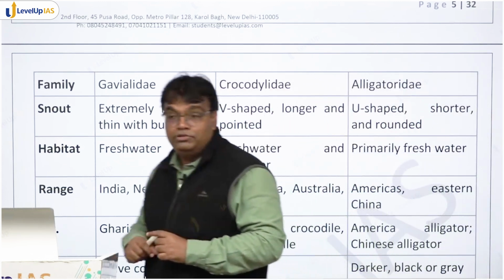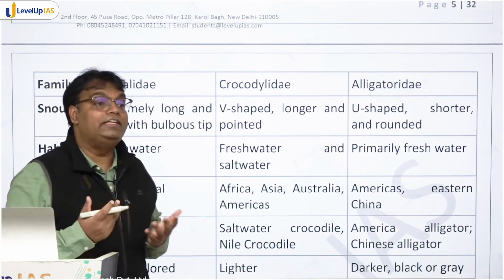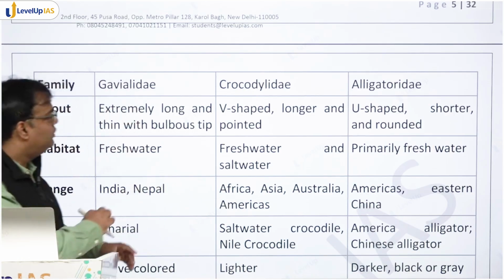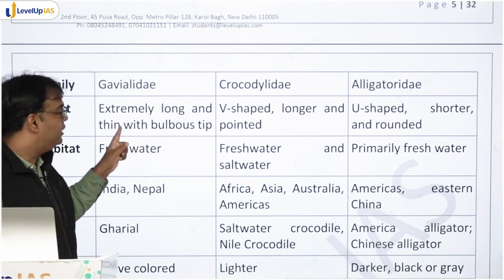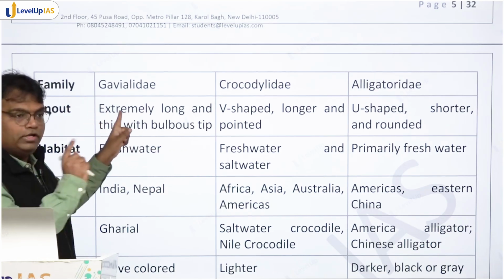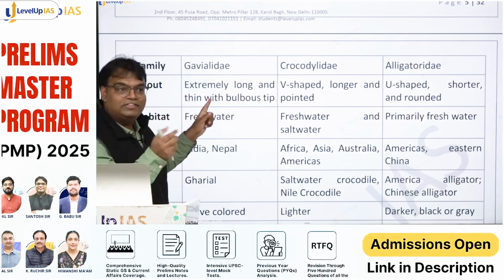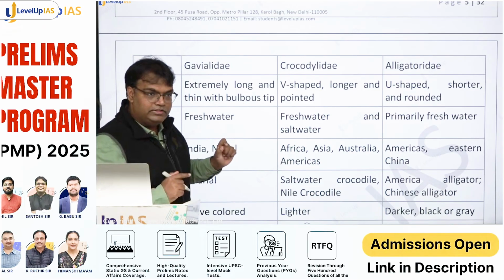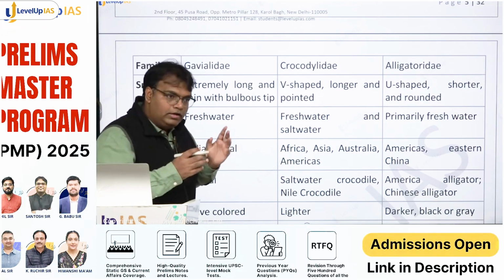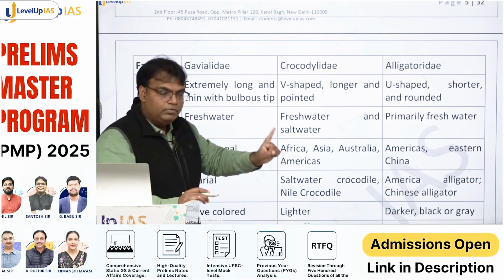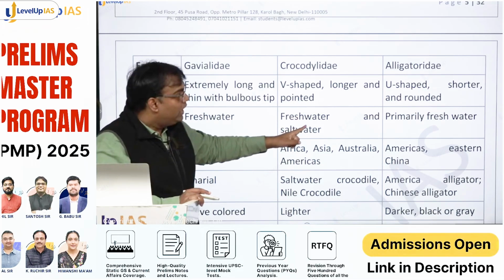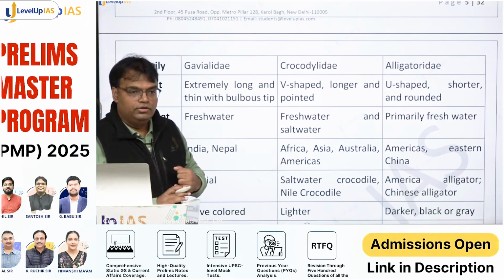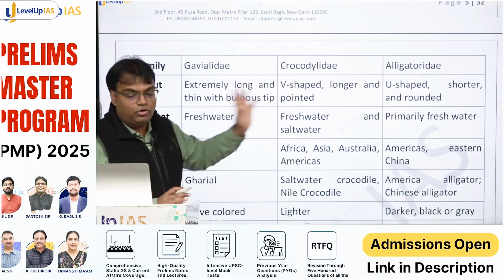What is the difference? In the US, when we hear about it, we hear of alligators. First, the gharial: extremely long and thin snout with a bulbous tip in front. That is why it's called gharial, from ghada. A crocodile's snout is broader and V-shaped, not long and thin. We saw the mugger and the saltwater crocodile. Then alligators: their snout is shorter, rounded, U-shaped. So when you hear of alligators, this is what it refers to.